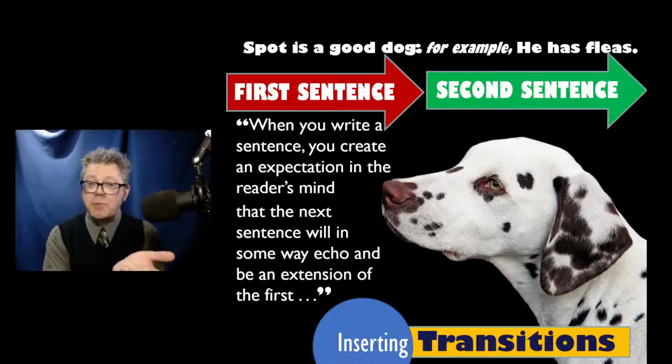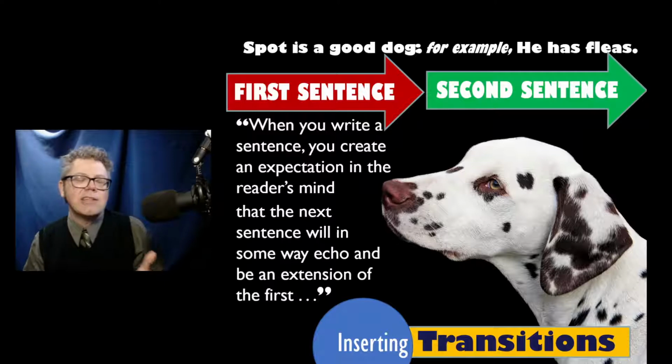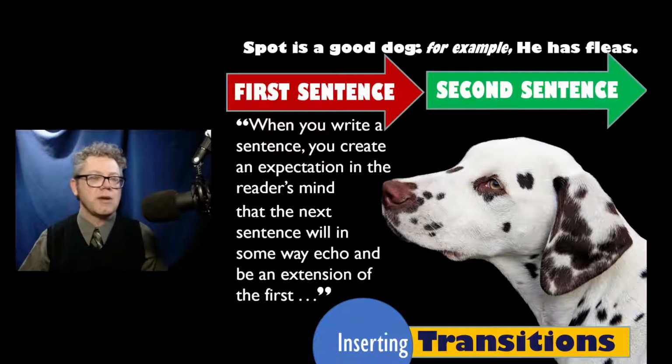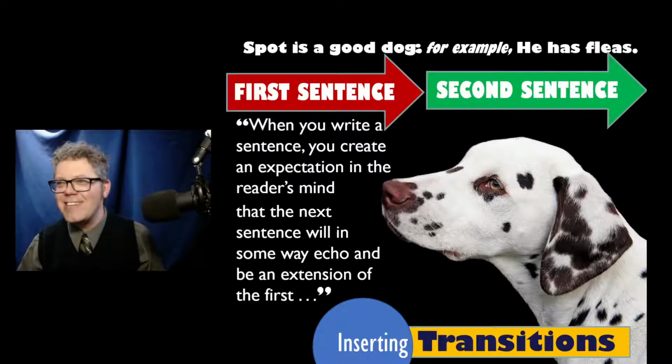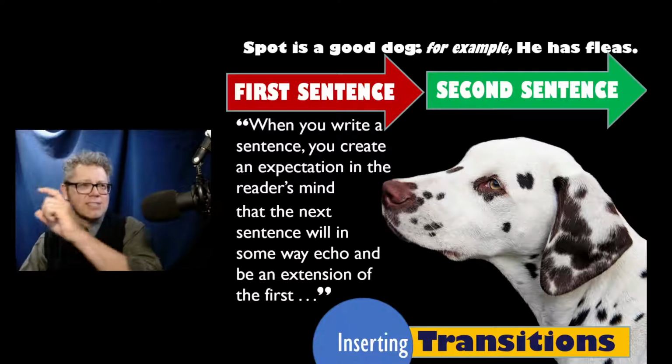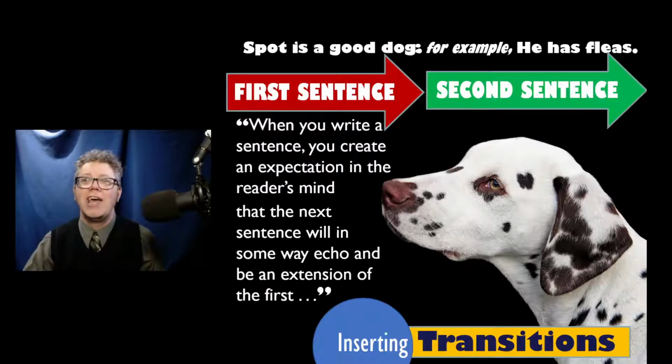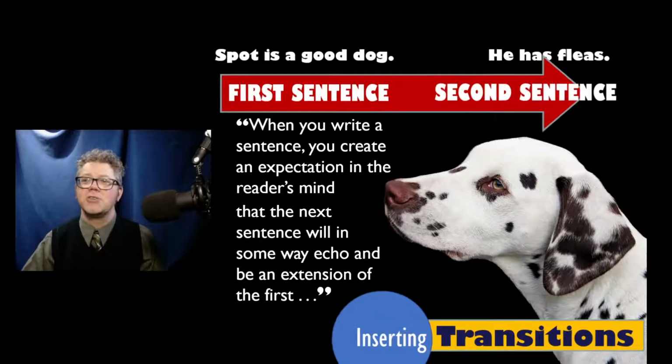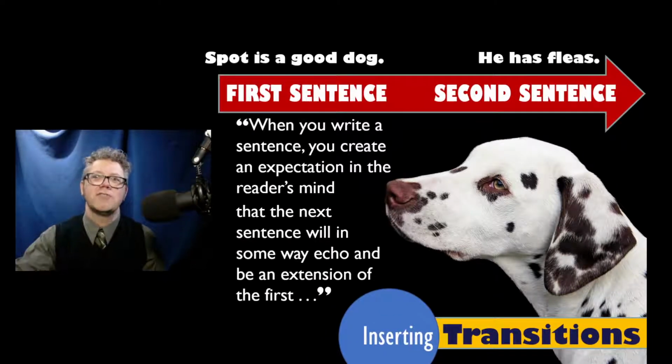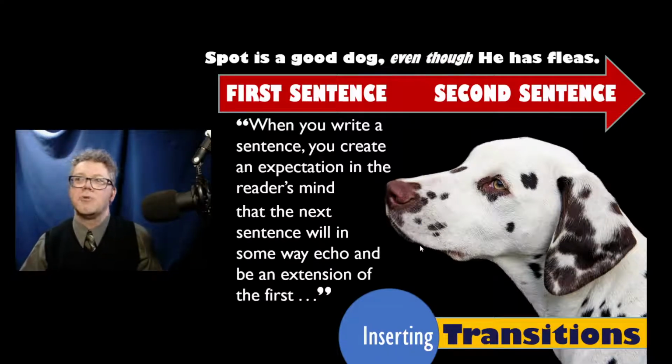Unless we're shipping him out to people who want to study the fleas, this is not a good dog. And it's not really Spot's fault. Maybe it's his owner's. His owner needs to take better care of him. Nevertheless, we need to get that first sentence talking to that second sentence. We need a transition that gets us from sentence 1 to sentence 2 in a way that is an echo or an extension of the first. Spot is a good dog, and we go with, even though he has fleas. That's a transition that moves us from that first concept to the second concept.